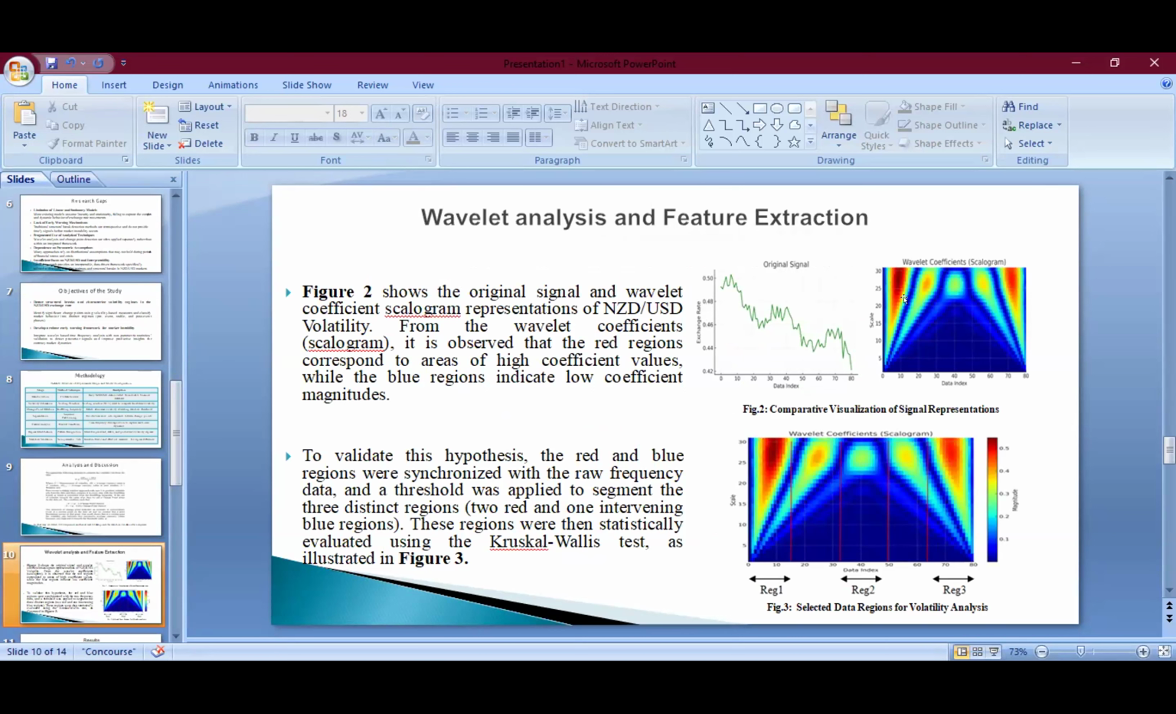So figure 2 shows the original signal and the wavelet coefficient scaleogram for the Indian currency market. From the figure, we can clearly see that the red region corresponds to areas of high coefficient values, while the blue region indicates low coefficient magnitude.